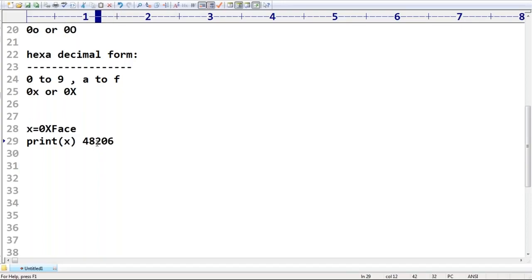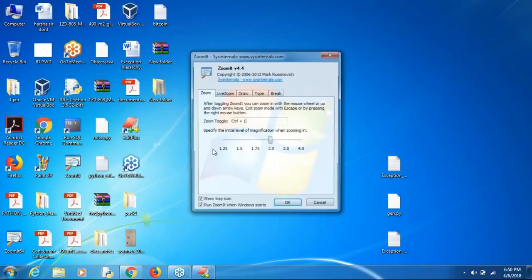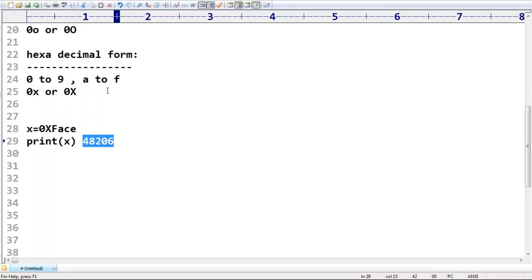This value is always in which form? Decimal form only. Remember that. Python is always going to provide the value in decimal form only.